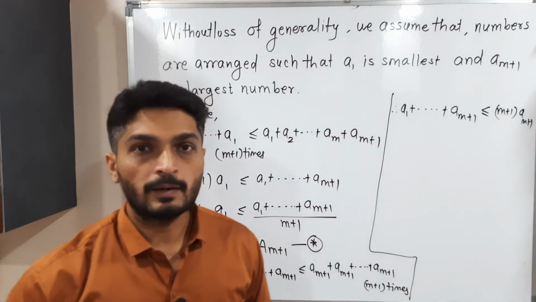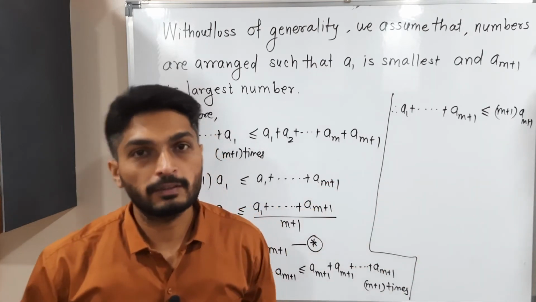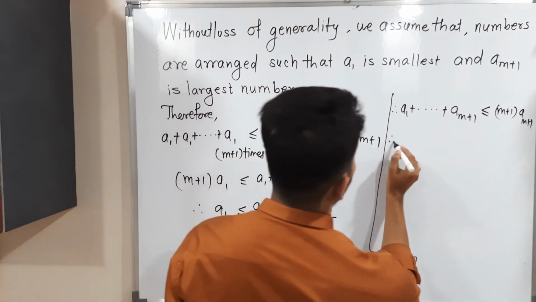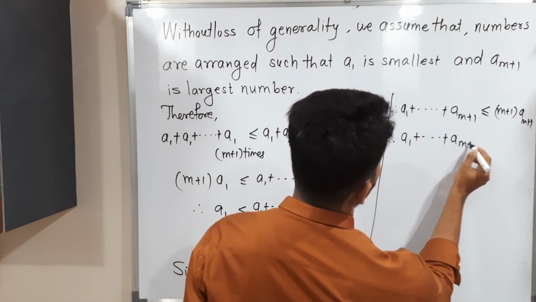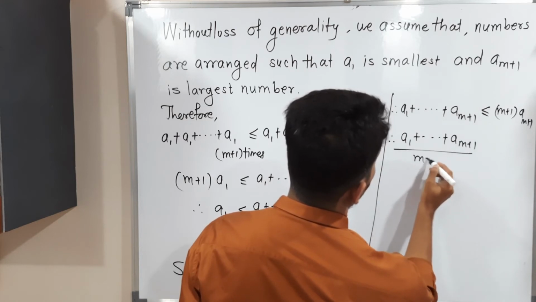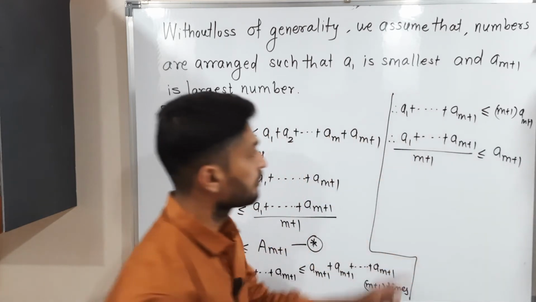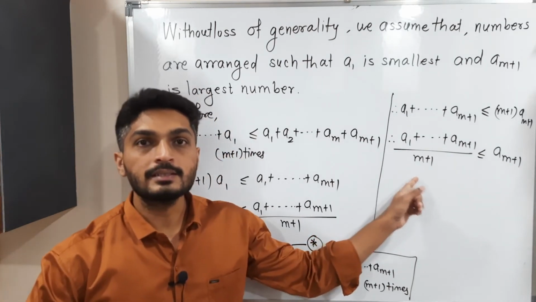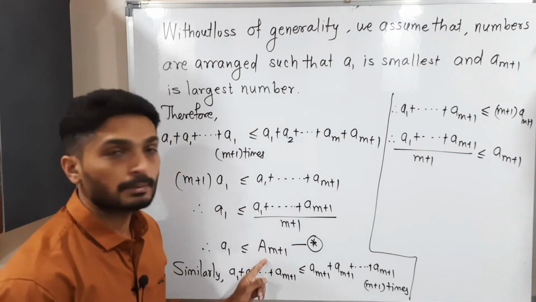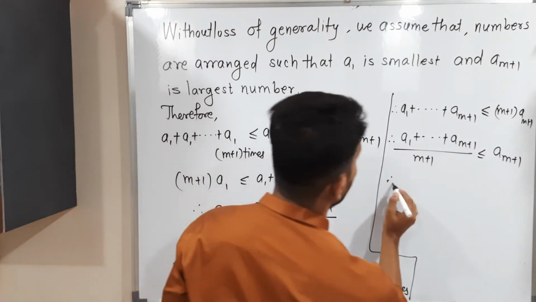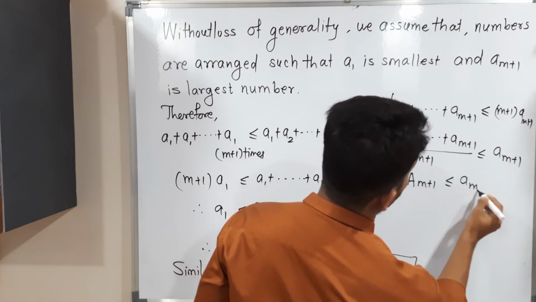Can you guess our next step? That m plus 1 I am going to shift to the denominator of the left hand side. So therefore, (a1 plus and so on a(m+1)) divided by (m+1) less than or equal to a(m+1). Do you know what this is? This is the arithmetic mean of m plus 1 real numbers, which is nothing but A(m+1). Same thing we have got here. So therefore, A(m+1) less than or equal to a(m+1).